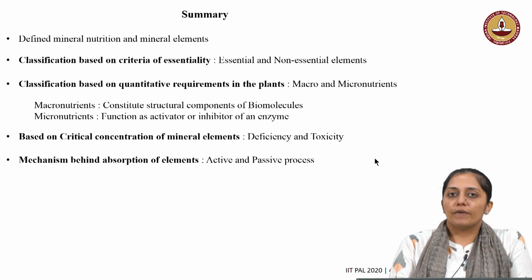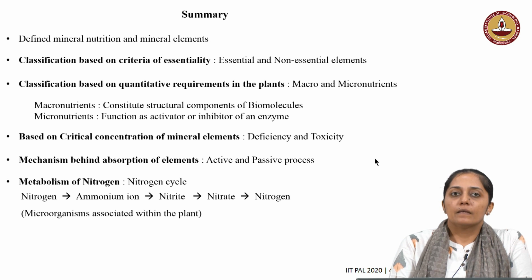The mechanism behind absorption of elements includes active process as well as passive process. And then we went on to study the nitrogen metabolism, the nitrogen cycle, how atmospheric nitrogen is converted into ionic forms for assimilation by the plants, and then the ionic form is reconverted by the process of denitrification into atmospheric nitrogen. Then in the end, we also saw briefly the fate of ammonium ions.